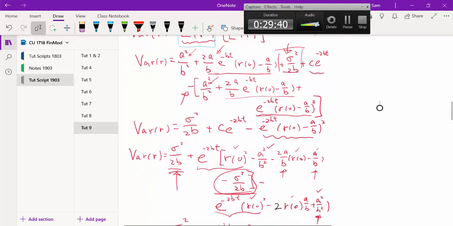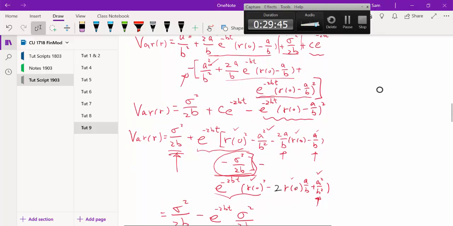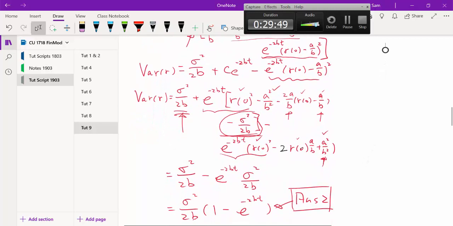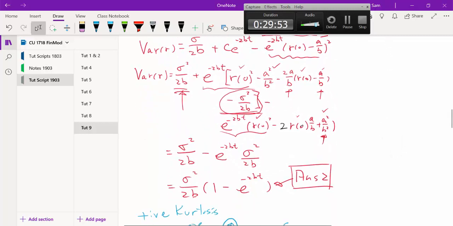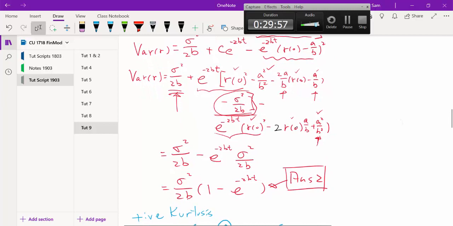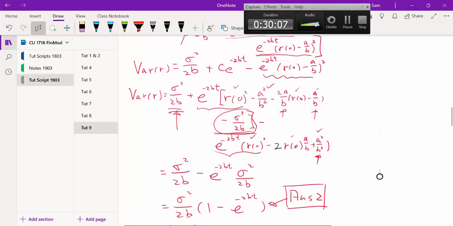And then you just plug in the values, and once you simplify them, and I have checked 2 times that this is correct, the result is sigma square over 2b times 1 minus e to the power of minus 2bt. Okay, this just comes from simplifying and collecting all the terms.